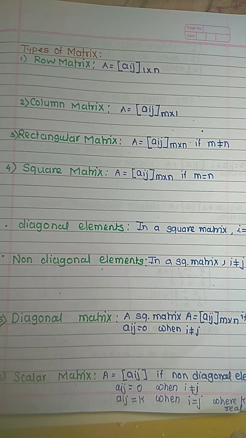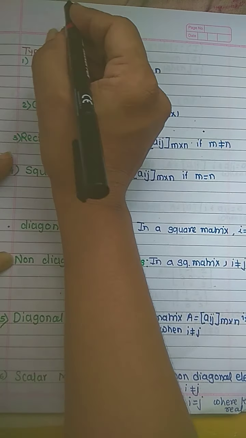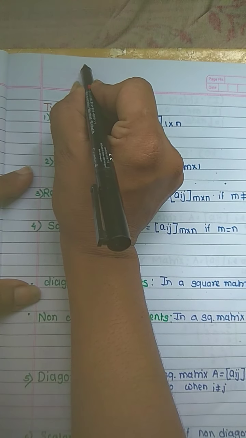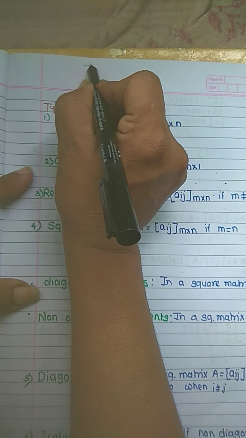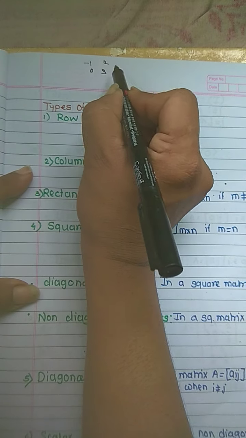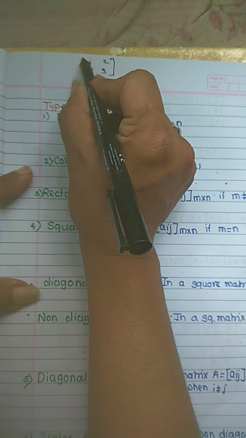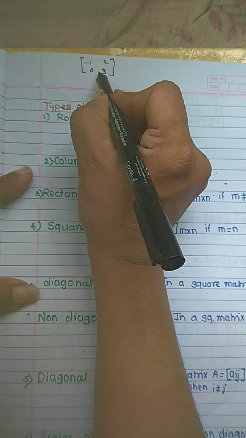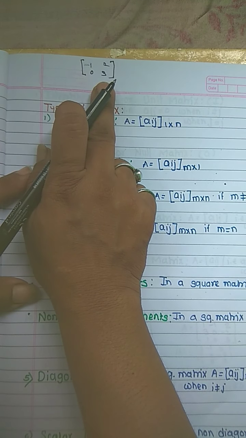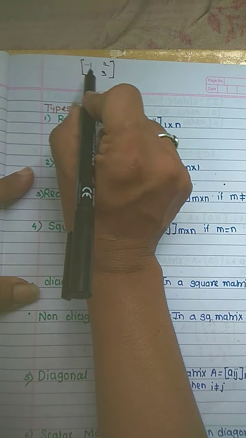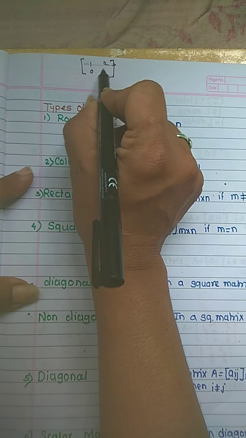First, see the definition. An arrangement of m×n numbers in m rows and n columns enclosed in a square bracket is called a matrix. For example, the matrix with elements -1, 2, 0, 3. These elements are enclosed in a square bracket. Therefore, this matrix is called a matrix of order, where number of rows equals horizontal lines.